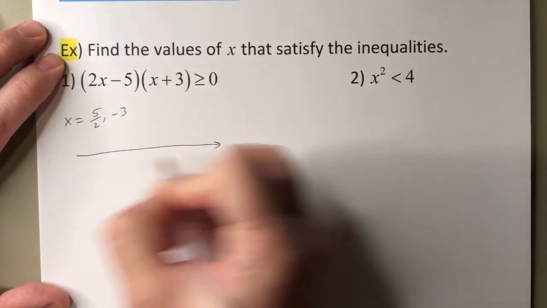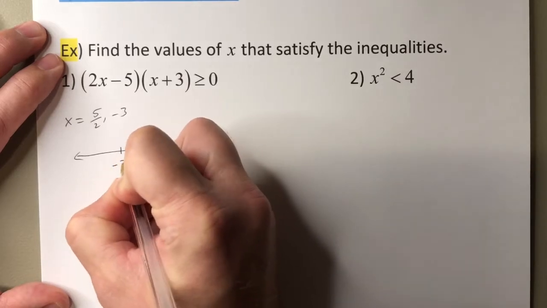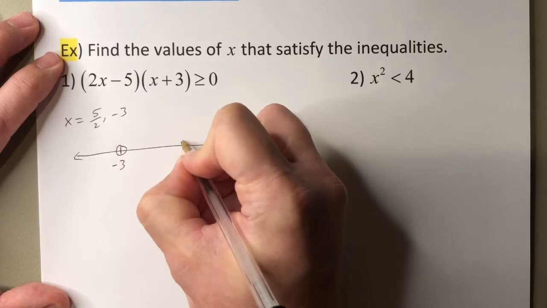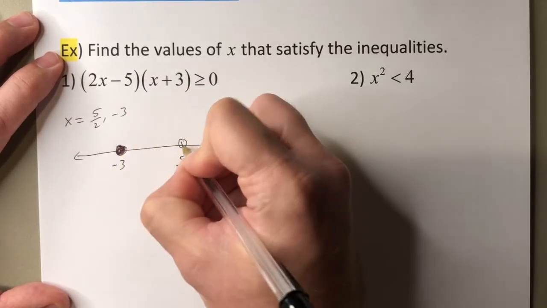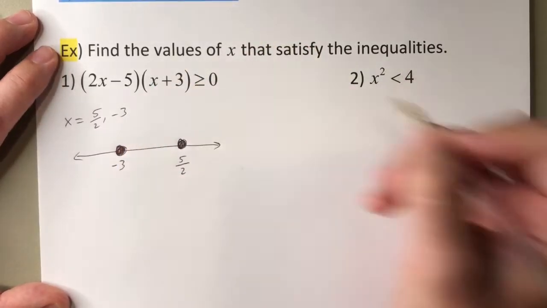We're going to draw a number line, and we're going to put these zeros on our number line as they occur from left to right. And then what we're going to do is shade them in. And why are we shading them in? We're shading them in because of the or equal to component.